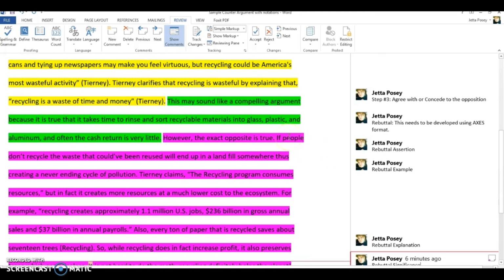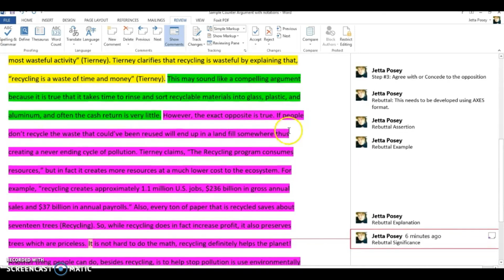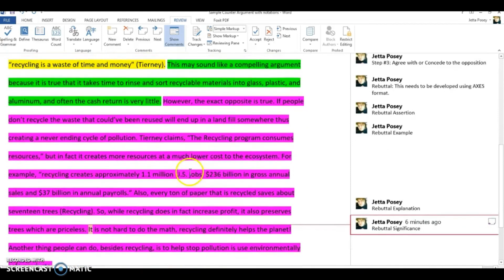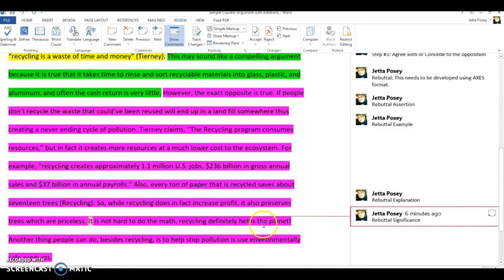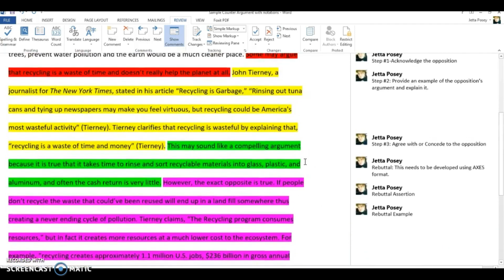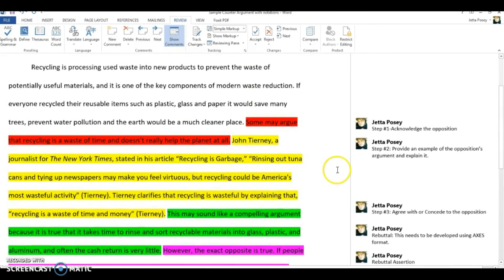This is an assertion, and for a well-written counterargument, you need to make sure that you use Axis format to develop that rebuttal. So you'll see there's an assertion, here's our example, there's an explanation, and then the student ends with significance before transitioning into the next body paragraph. So these are the 4 steps for writing an effective counterargument. If you have questions, don't hesitate to ask.